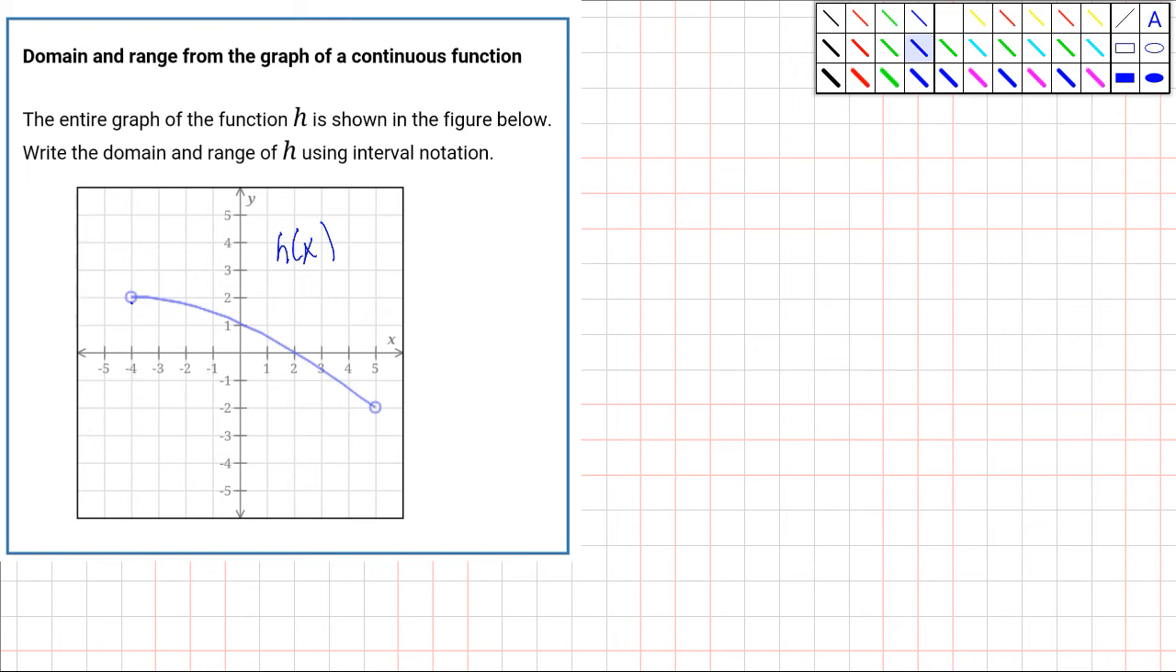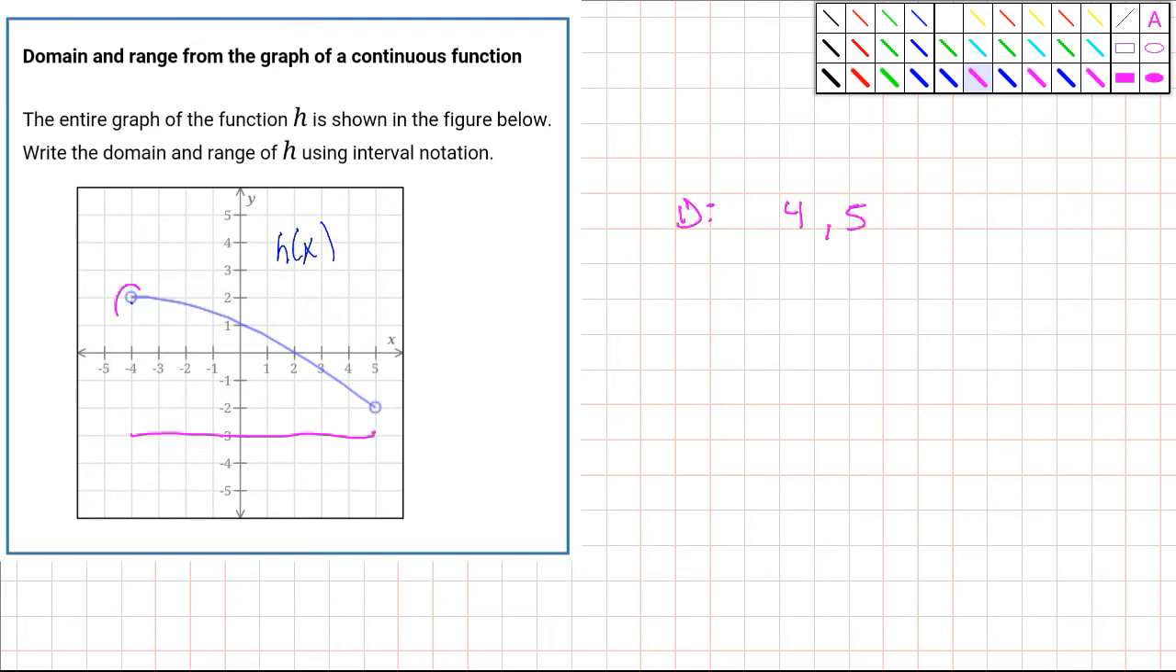But to be able to find the domain and the range using interval notation, we have to look at the domain. The domain is all the possible x values that make the function true, or all the possible x values where the function exists. So when we look at the domain, we see that all the x values go from -4 to 5.